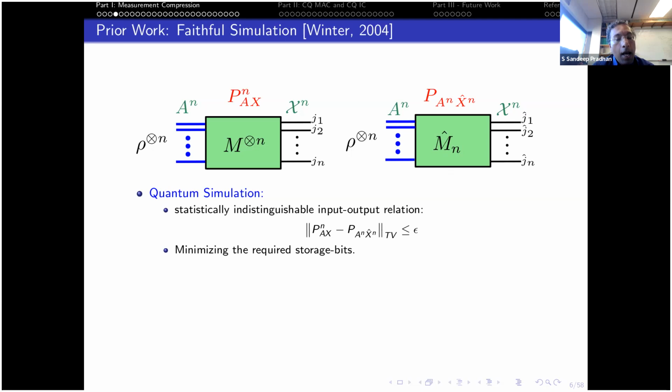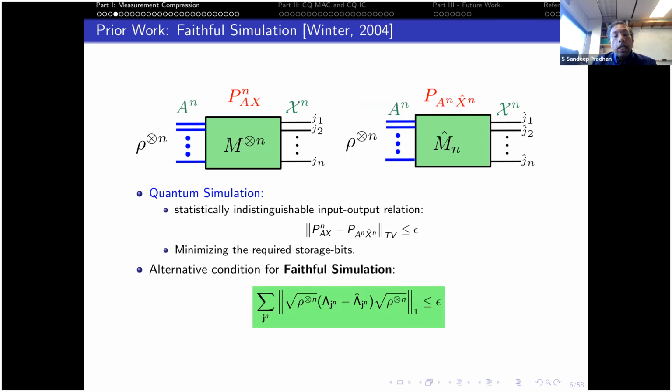In the process, we want to minimize the amount of bits that is stored, because in information theory, in the case of a storage problem, we want to minimize the rate of transmission, the rate of storage. This is a classical constraint, which is total variation, but we can also restate this in the fully quantum setting, in terms of density operators and measurement operators, which we call the faithful simulation problem.